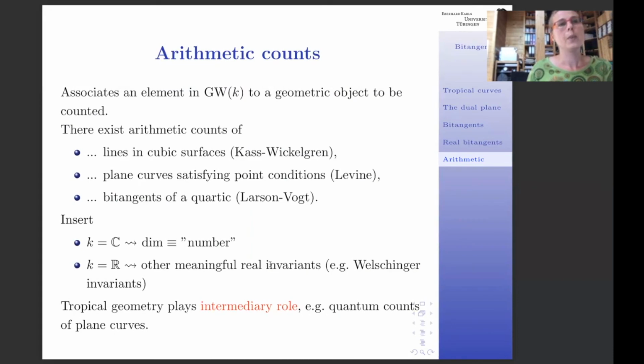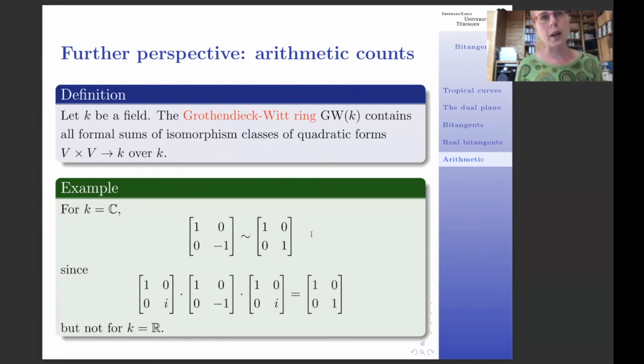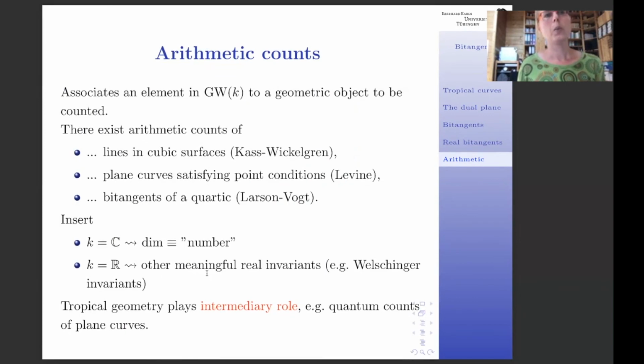So I hope that this example tells you a little bit that if we're working over C, then an arithmetic count is very similar to just a number, because it's just the number of ones on the diagonal that matters, because I can make any quadratic form look like a matrix with a certain number of ones on the diagonal. So over the complex numbers, using these equivalence classes in the Grothendieck-Witt ring is very close to just adding numbers, to dealing with numbers. Whereas over the reals, we suddenly get other meaningful real invariants.